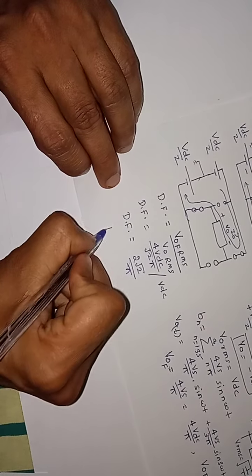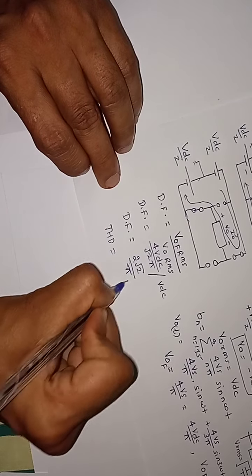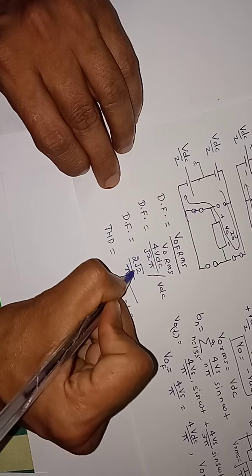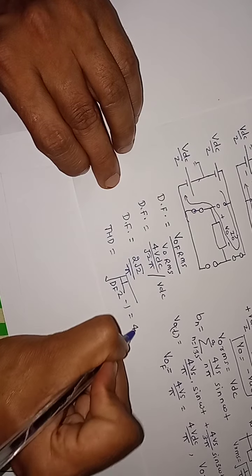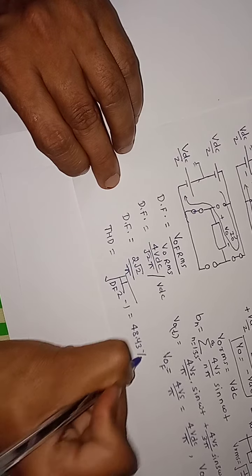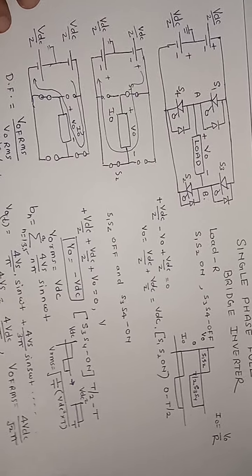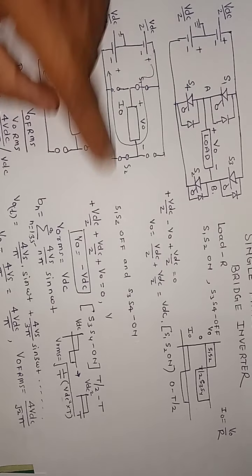And similarly we can find THD, which is equal to the square root of 1 upon DF square minus 1. Putting this value here, we will get 48.43%.